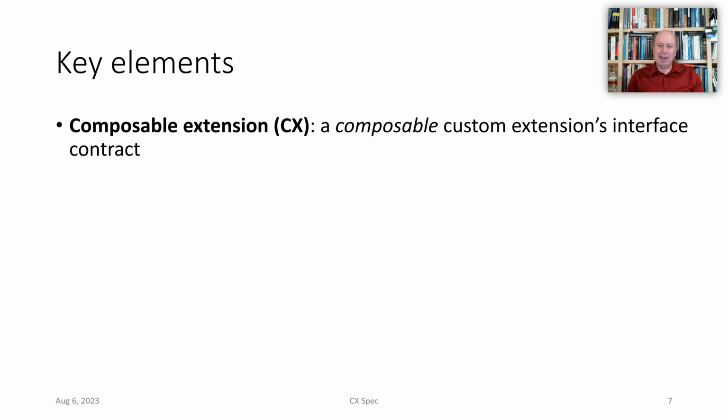There are three key elements or concepts necessary to understanding the specification. The first is a composable extension, CX. That's the interface contract of a composable custom extension. It consists of the custom function instructions and the semantics of the custom extension, for example, the order the instructions must be used. It's immutable, meaning once defined it must never change, and it's named with a unique 128-bit GUID, that's a globally unique ID.